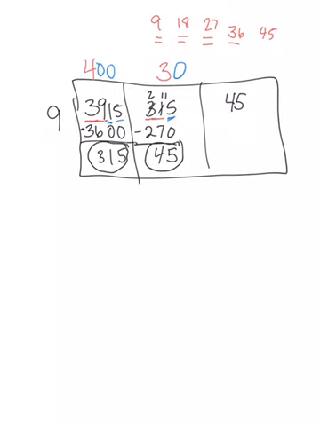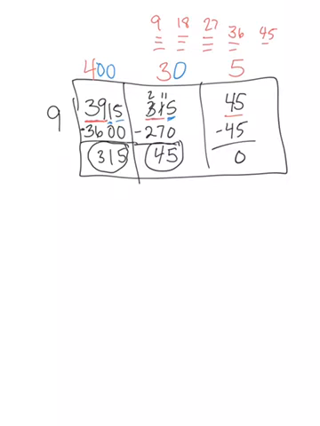Same thing. 9 goes into 45. And this one actually goes in evenly. So 9 goes into 45 1, 2, 3, 4, 5 times. 5 times 9 is 45. 45 minus 45 is 0.